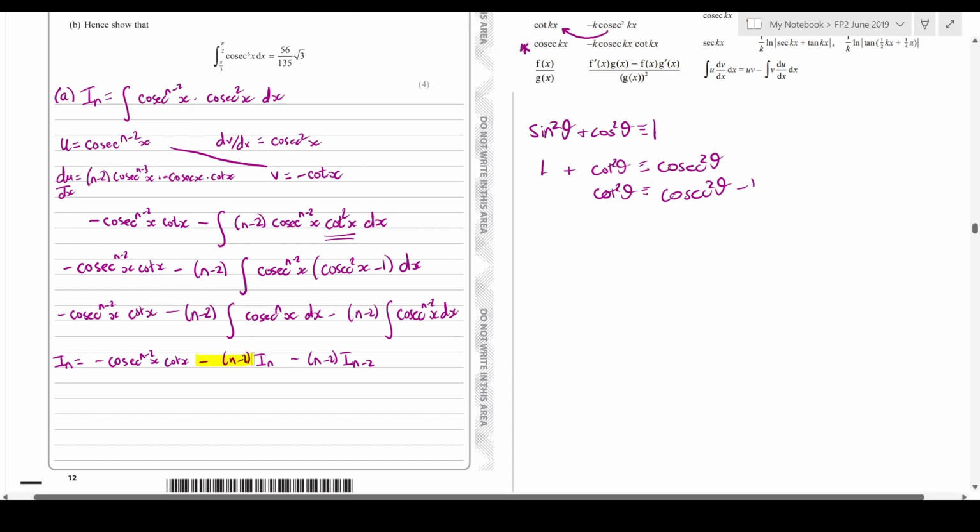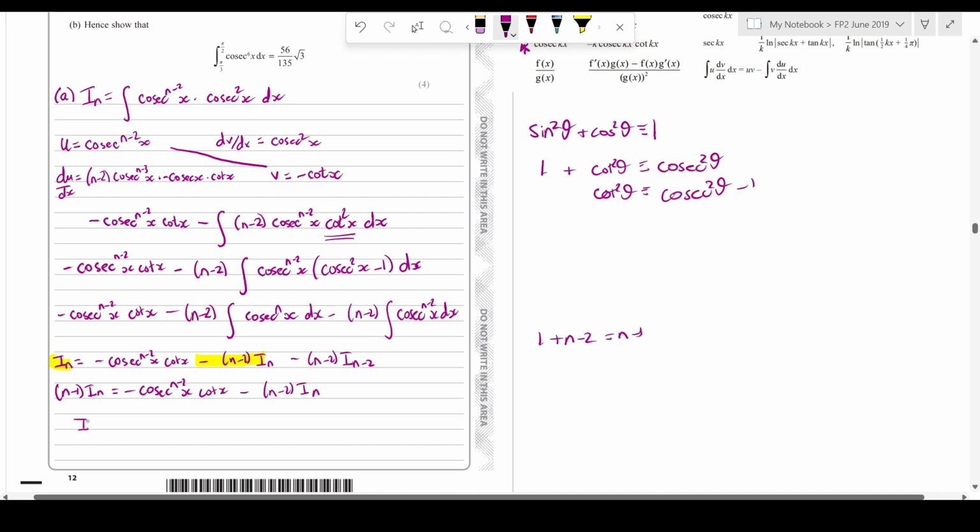So if I add this to both sides, 1 plus n minus 2 is n minus 1. So I'm going to have n minus 1 lots of In is equal to minus cosec to the n minus 2 of x cot of x minus n minus 2 In.